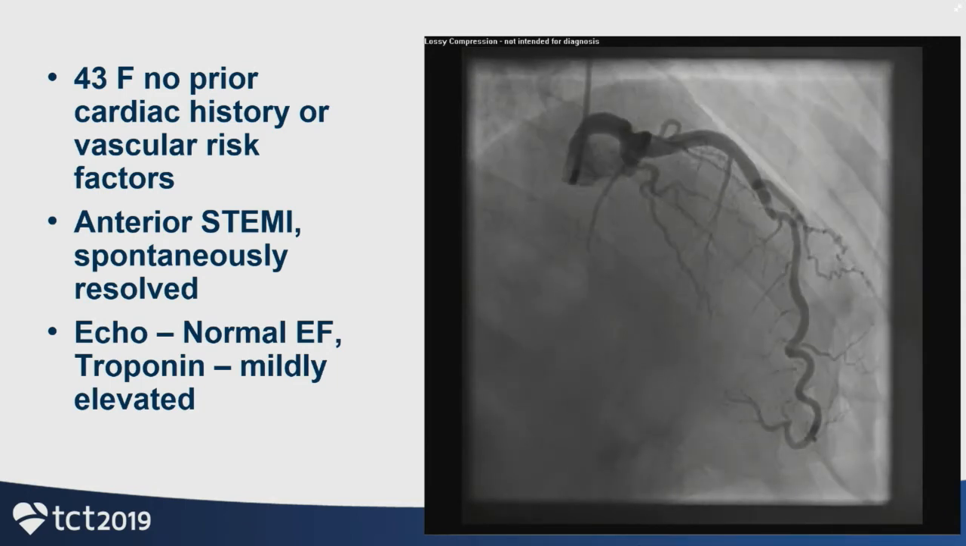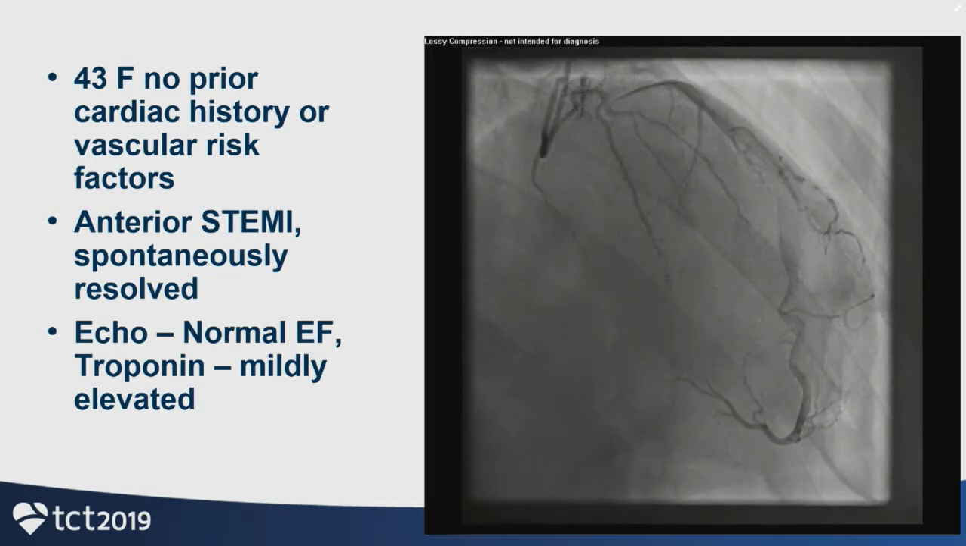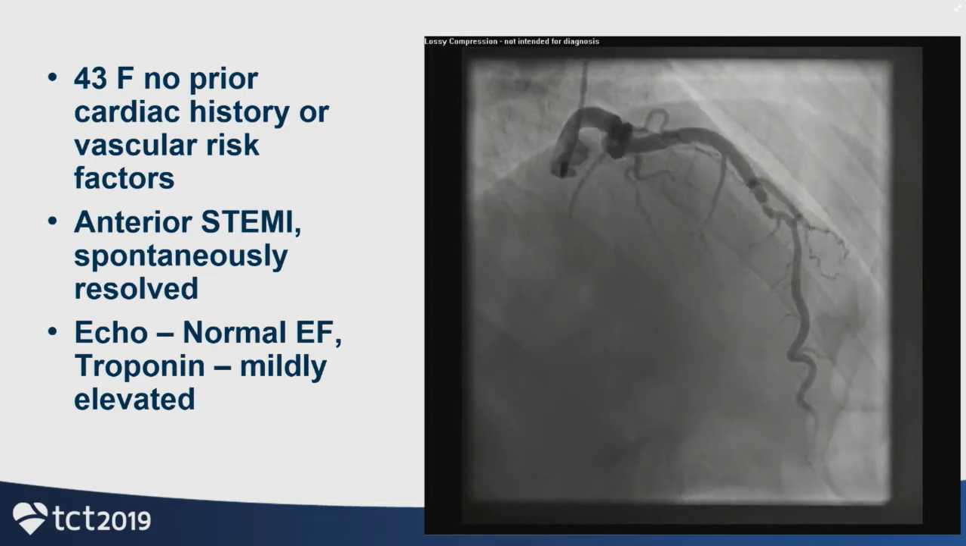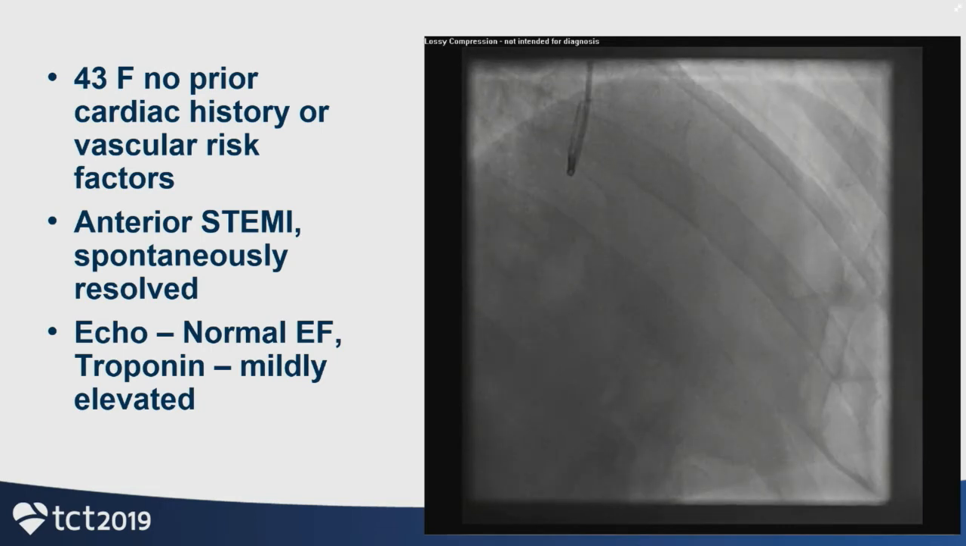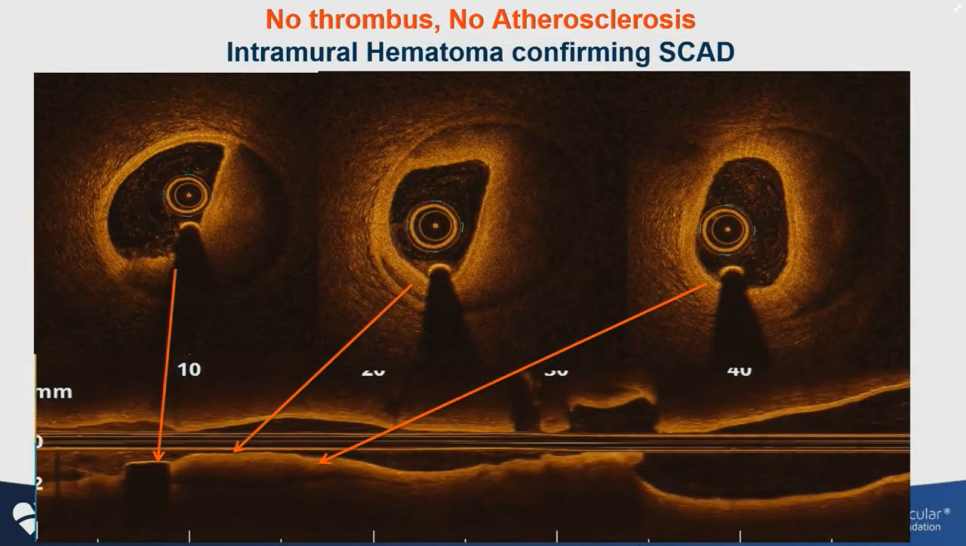An echocardiogram had been performed, which showed normal ejection fraction and a mild increase in her troponin. You can see on the angiogram the moderate mid-LAD stenosis. Intravascular imaging in this patient shows the absence of both thrombus as well as atherosclerosis. This patient has, as you can see on the OCT, an intramural hematoma, and the diagnosis is spontaneous coronary artery dissection. The absence of these findings, of course, leads to the decision not to place a stent.